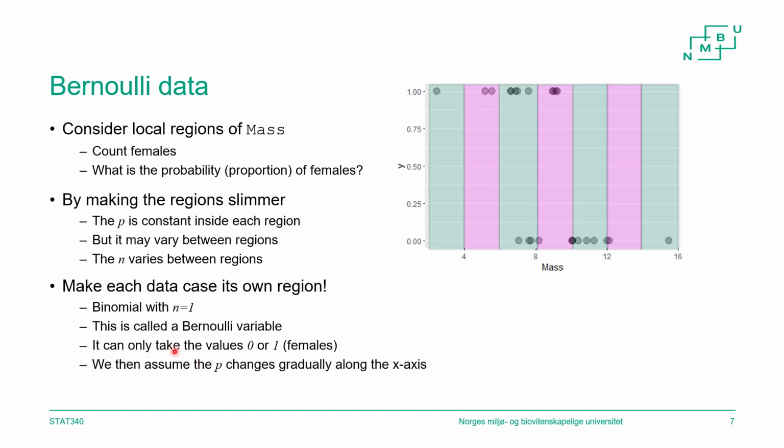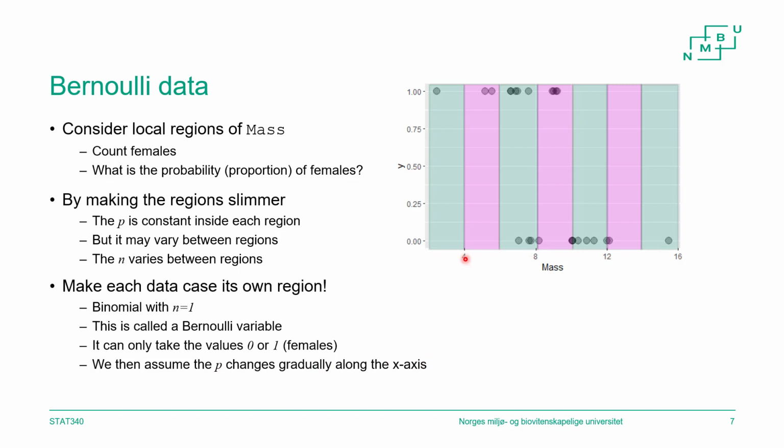And a Bernoulli can only take two values, either 0 or 1. It's like you do a single coin flip, right? You have 0 heads or you have 1 heads. There is nothing in between, right? So notice how this is now our dummy variable again, 0 or 1. But now it means counts, right? It's a count of females in this case. And then we assume that p changes gradually along the x-axis here, right?